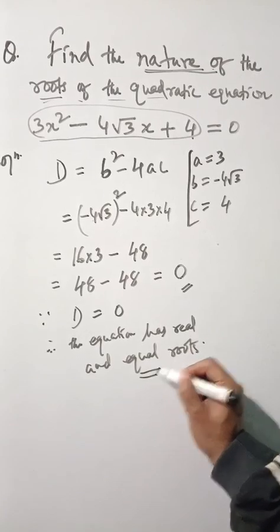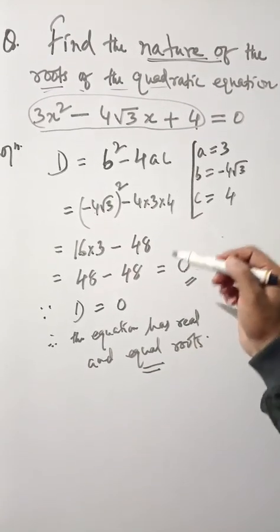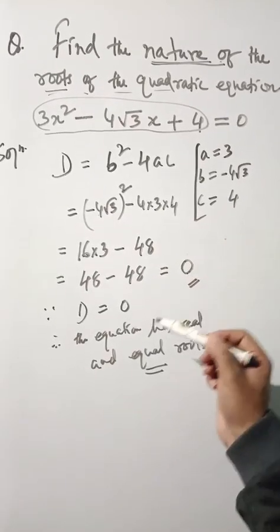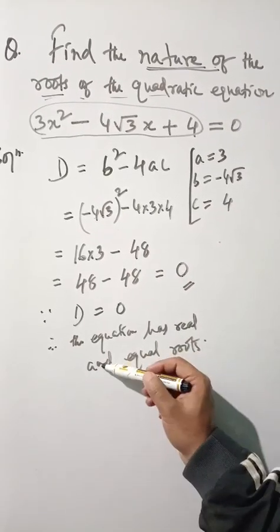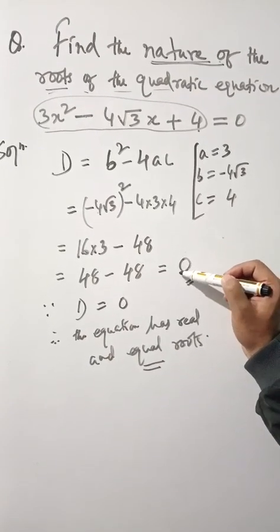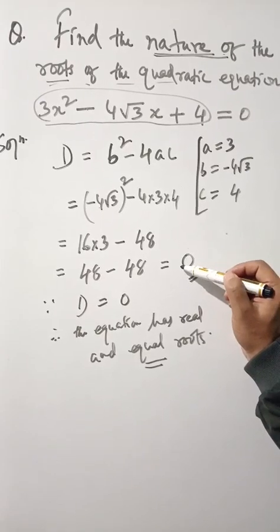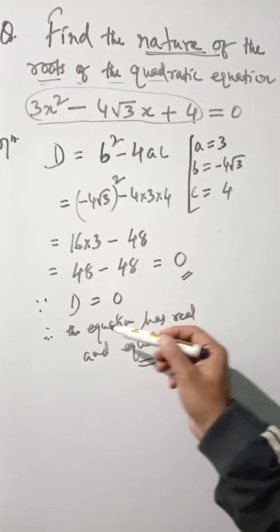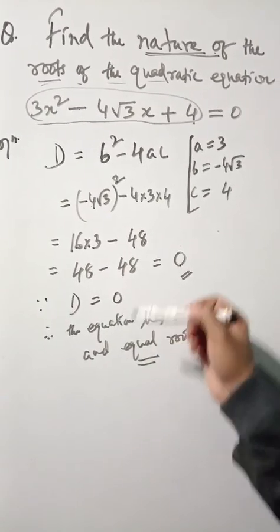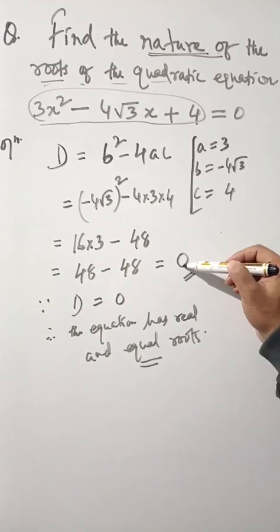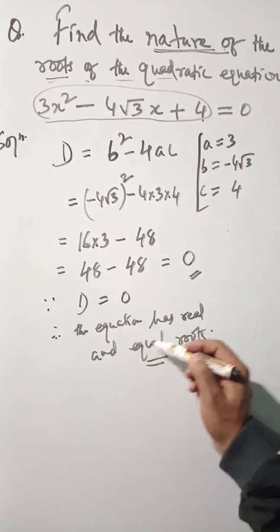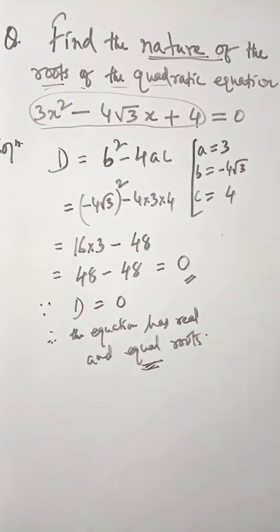So what we need to remember is, if discriminant value is 0, then nature will be this one, real and equal roots. If discriminant is a negative answer, less than 0, then we have to write the equation has no real roots. But here since we got 0 as the answer, we have to write the equation has real and equal roots. That is the answer.